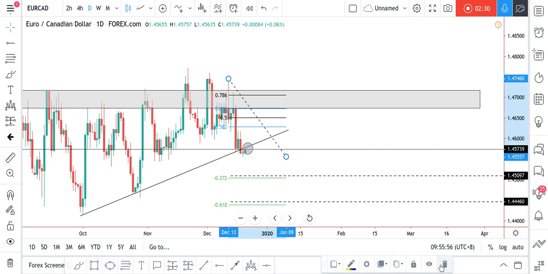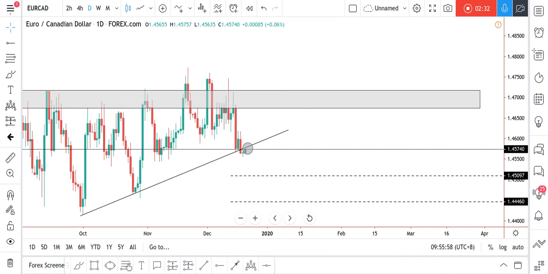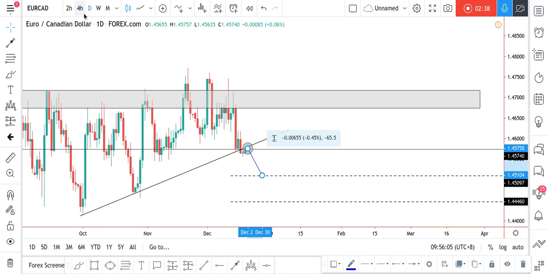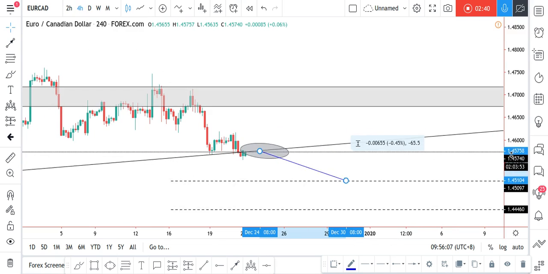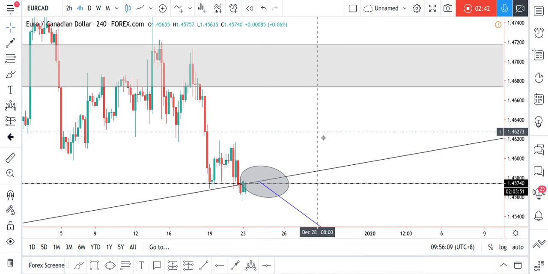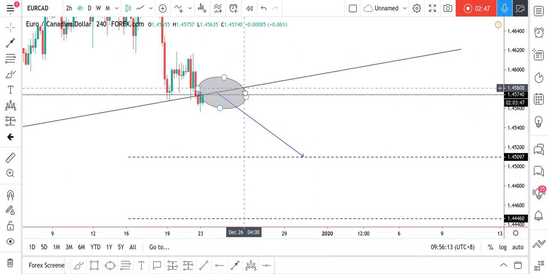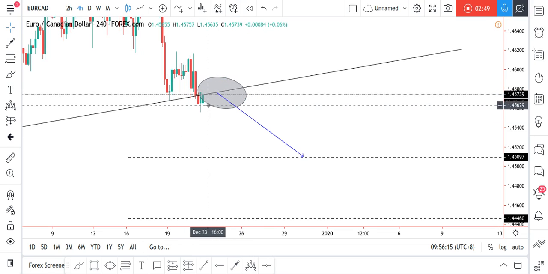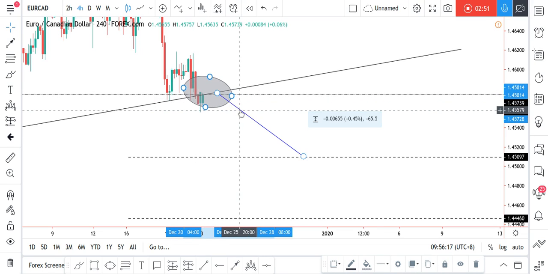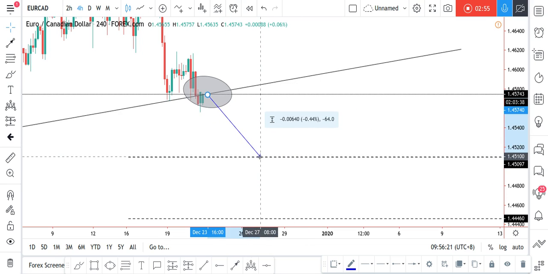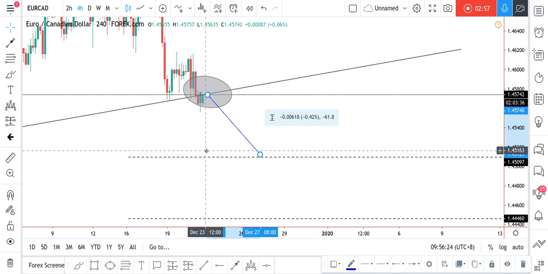So these are the areas that we're looking for on the daily time frame, and we can expect the market to reach this area by the end of the week. Now if you would like to enter this pair, it's very important that you look at the 4-hour time frame and get a better sense of where the market is going to go. In this area we're looking for a retest and a possible false breakout of this counter trend line, and then a push to the downside.